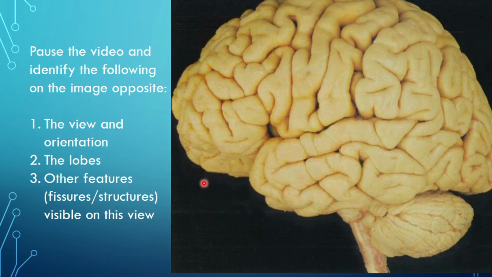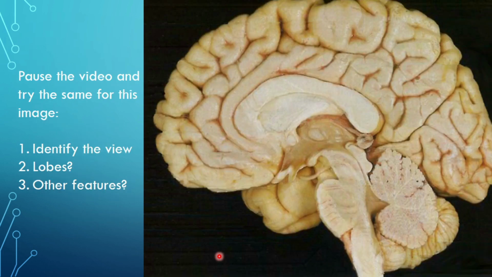So once again, if you are willing, why don't you pause the video and try to identify some structures and some features on this image. So if you can remember what the view is called, and how the brain is orientated, where is anterior, where is posterior, where is superior, where is inferior. If you can identify the lobes, and you can actually do the same, if you will, for this image.